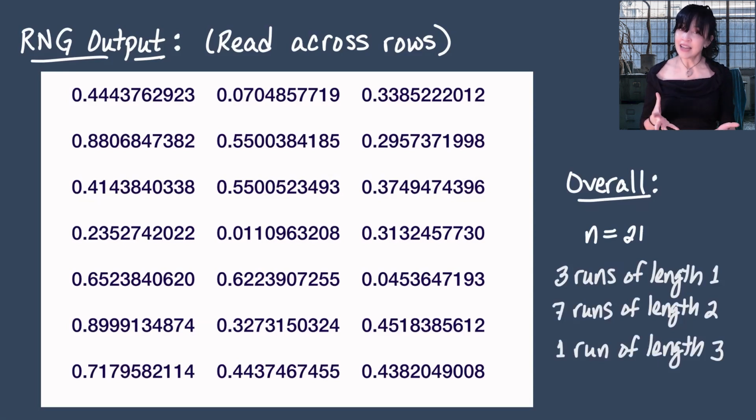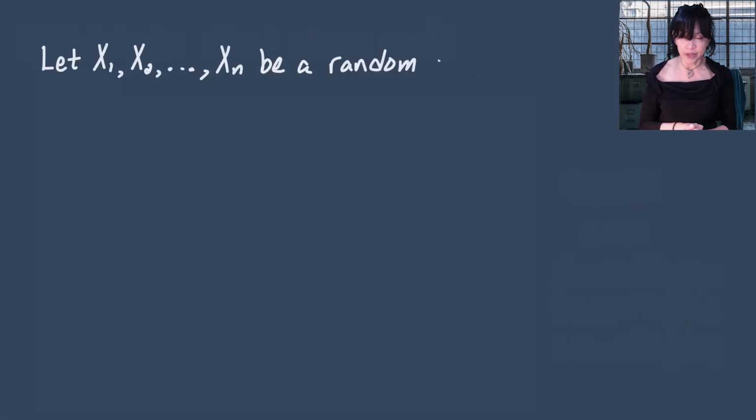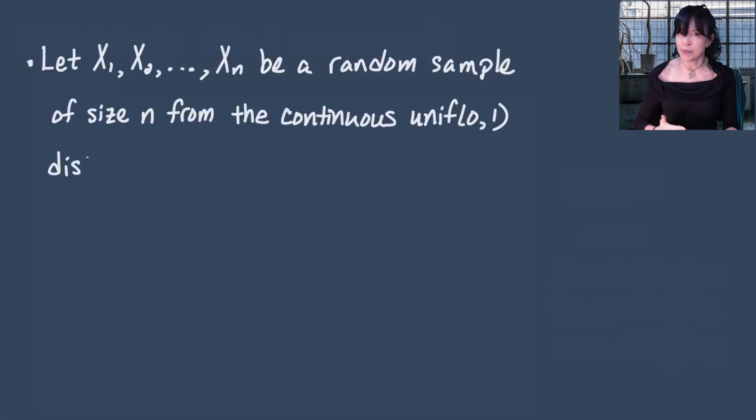So if you'd like, this is a good time to pause the video and count your own runs and make sure you get the same numbers that I have, just to make sure that you know how to count them correctly. But if you're ready to go on, let's try to figure out what to expect if we really have independence here and uniformity. Suppose that capital X1, capital X2 through capital Xn is a random sample, which means IID values, a random sample of size n, from the continuous uniform 0, 1 distribution.